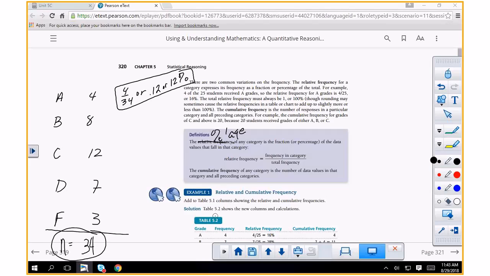So let's do 8. Do all of these. 8 over 34, 12 over 34, 7 over 34, 3 over 34. Change it to a decimal and change it to a percent. Do that in your notes so you'll have it.